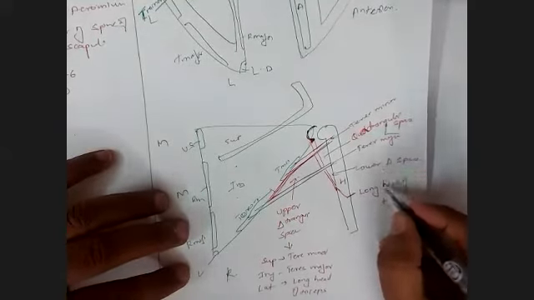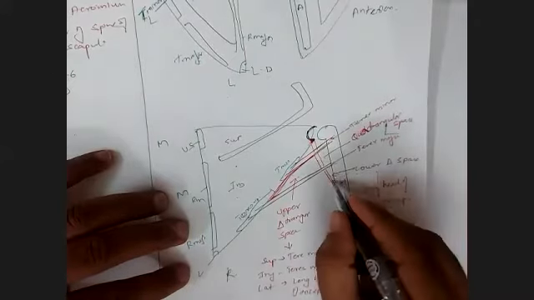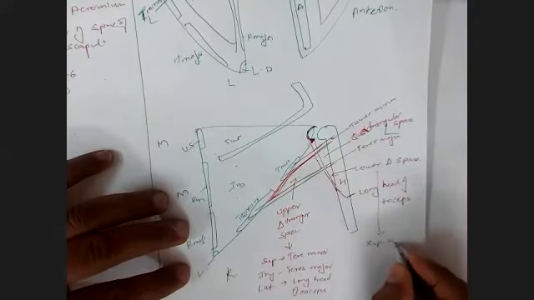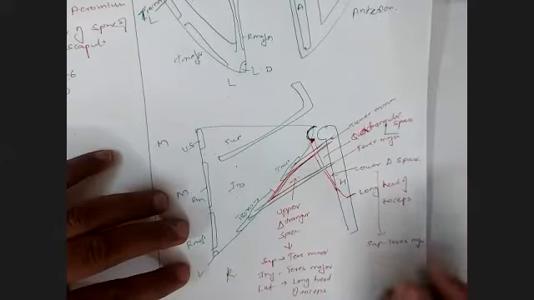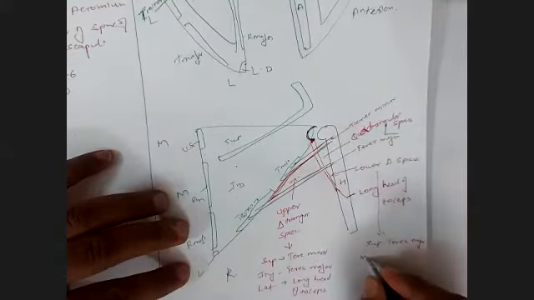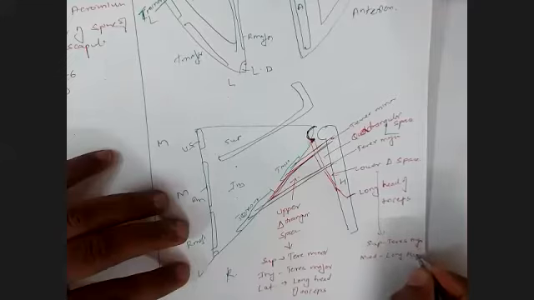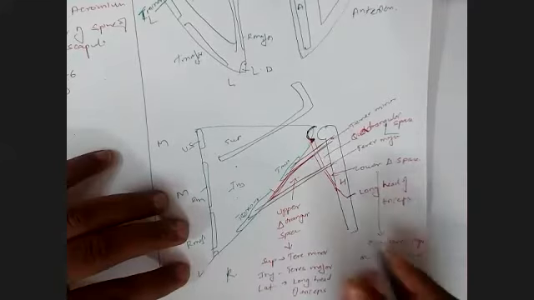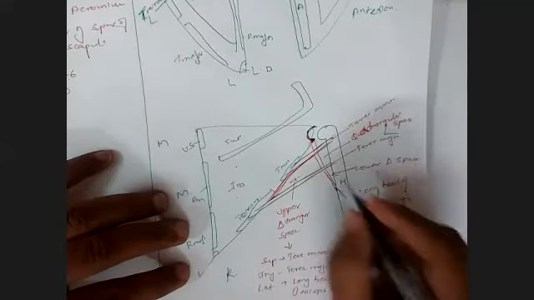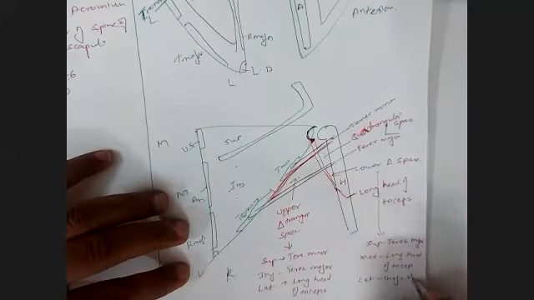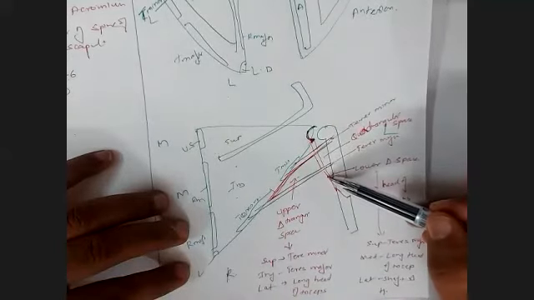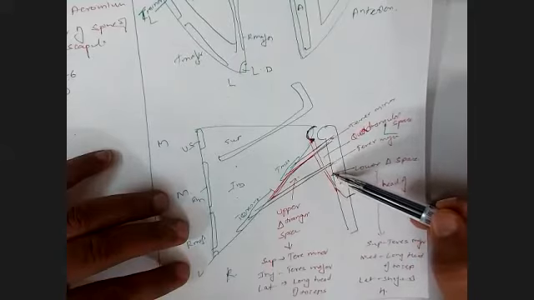The boundaries of the lower triangular space. Superiorly is teres major. Medially long head of triceps. Laterally shaft of humerus. So superiorly teres major, medially long head of triceps, laterally shaft of humerus.